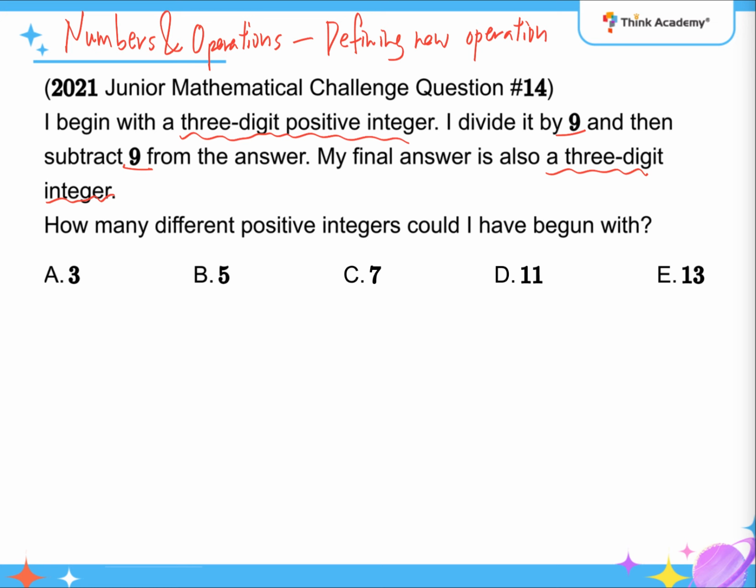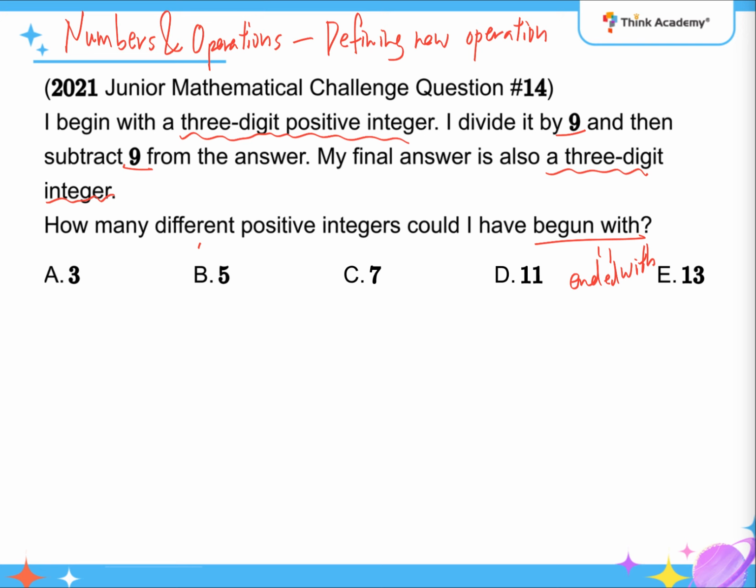So you can just try to imagine, if you're dividing a 3-digit positive integer by 9 and it's still ending with a 3-digit integer, the large integer that I'm starting with must be starting with a 9, right? So it must be 900 something. And furthermore, after you divide it by 9, you're subtracting another 9 from it, which means that there can't be many positive integers that you can end with, right? So the number of different positive integers you can start with will be equal to the number of different positive integers you could have ended with.